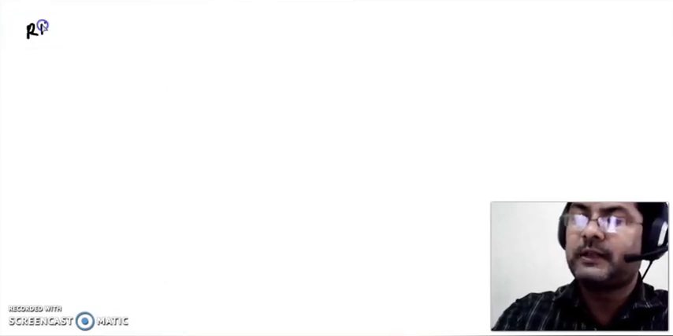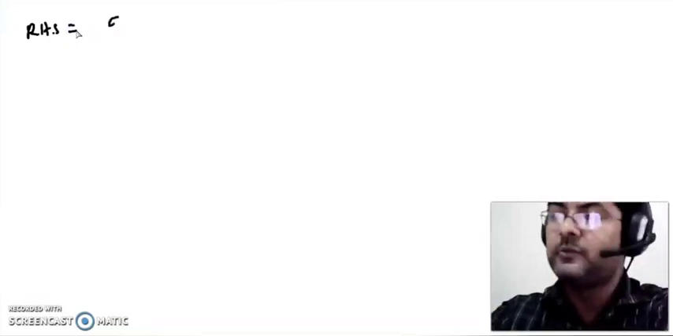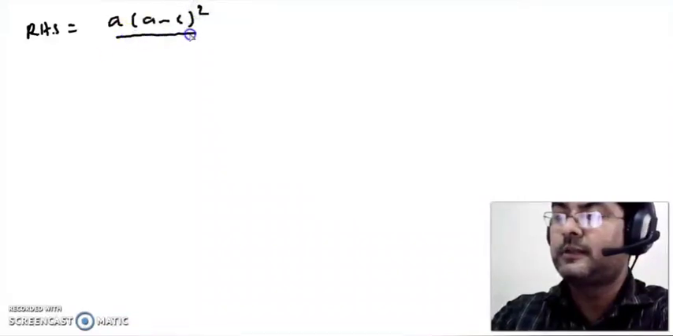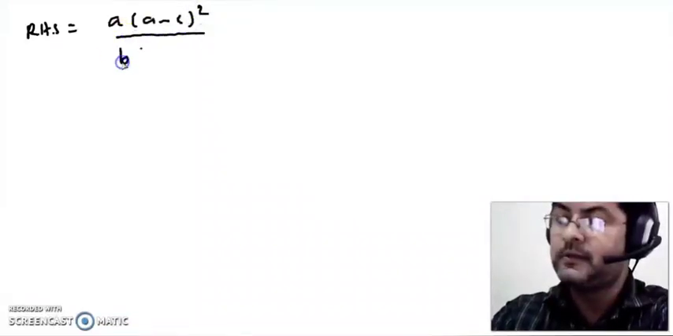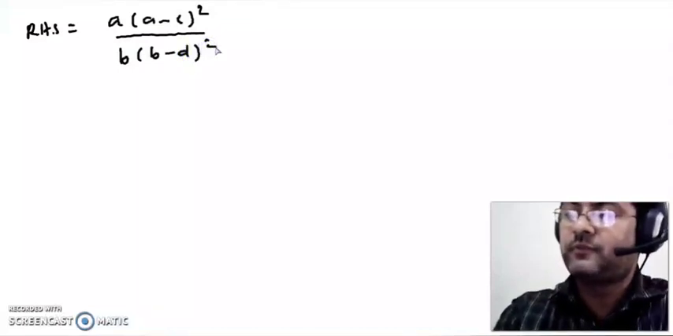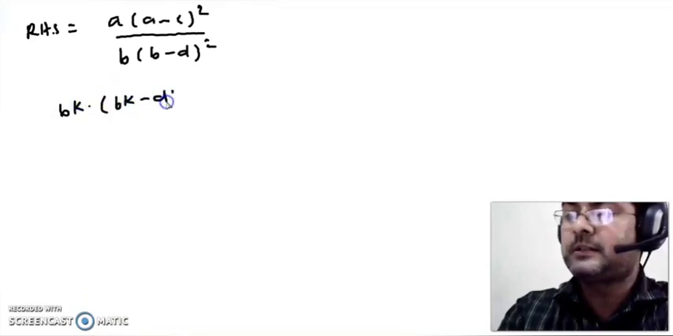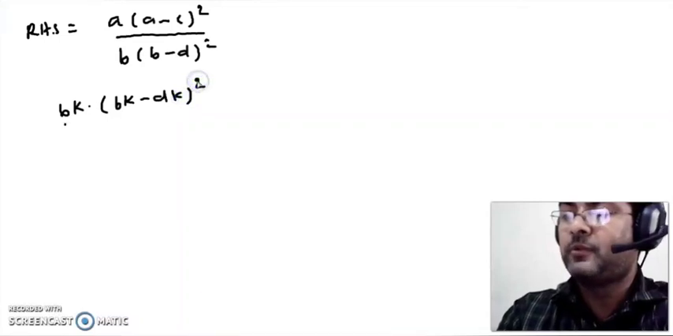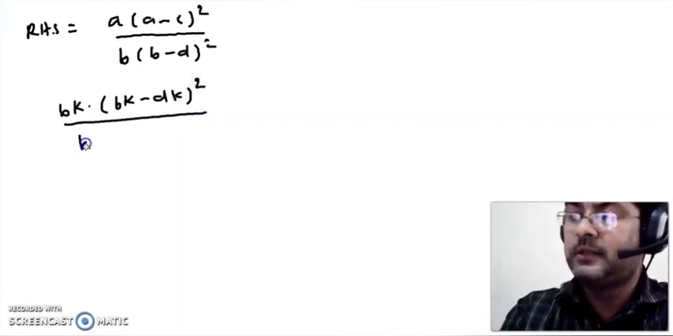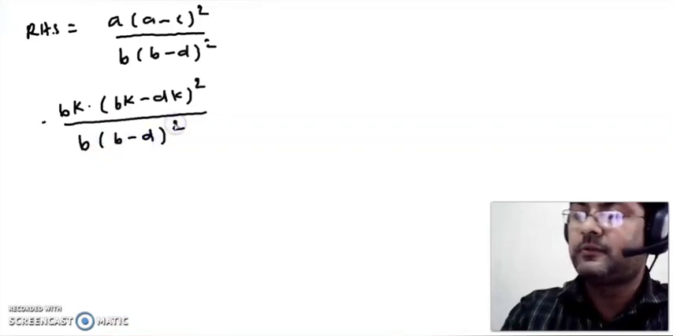Okay, so we have the right hand side, that is a into a minus c the whole square upon b into b minus d the whole square. Okay, let us put for a, bk. So bk into bk minus dk the whole square upon b into b minus d the whole square.